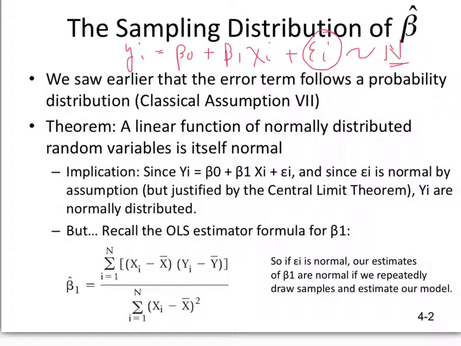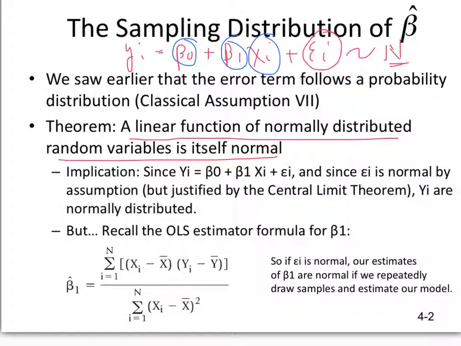We're going to take advantage of a theorem which says that a linear function of normally distributed random variables is itself normal. Okay? So we're treating, in this case, the beta 0 and the beta 1 as constants. We're treating the x as a set of constants. And so what we have is some constants added to a random variable that has a normal distribution. And so we can use this theorem and conclude then that if the epsilons are normal, it must be the case that the y's are also normal. Okay?